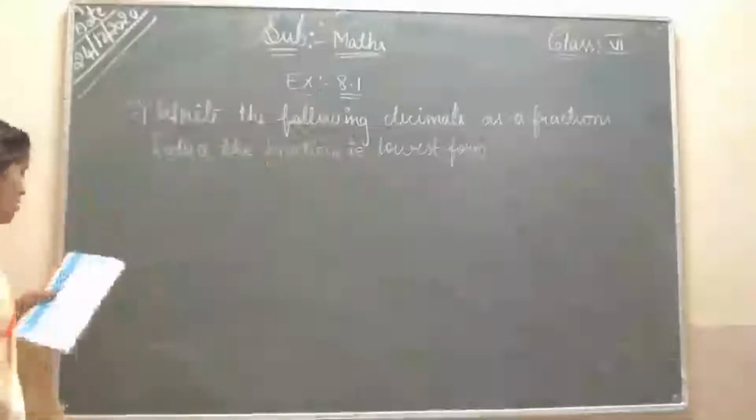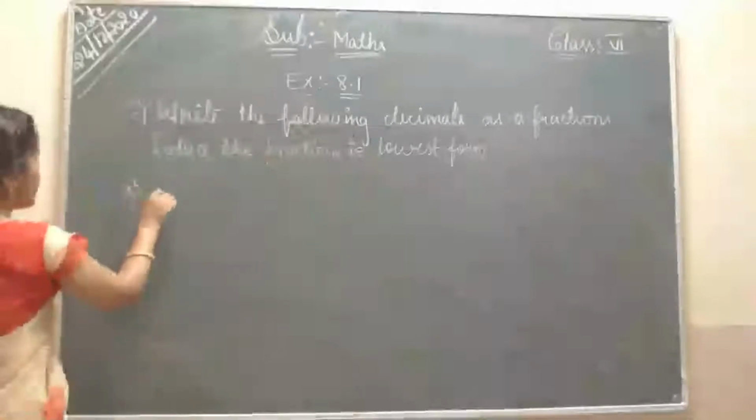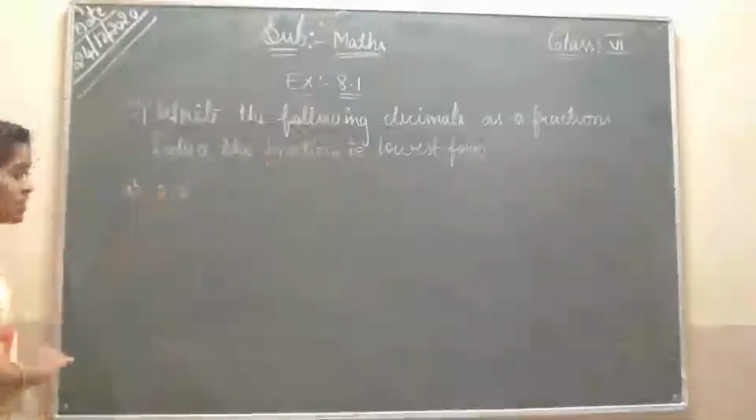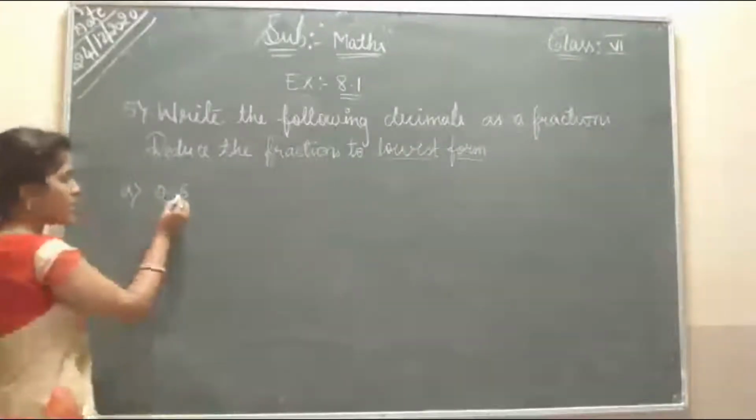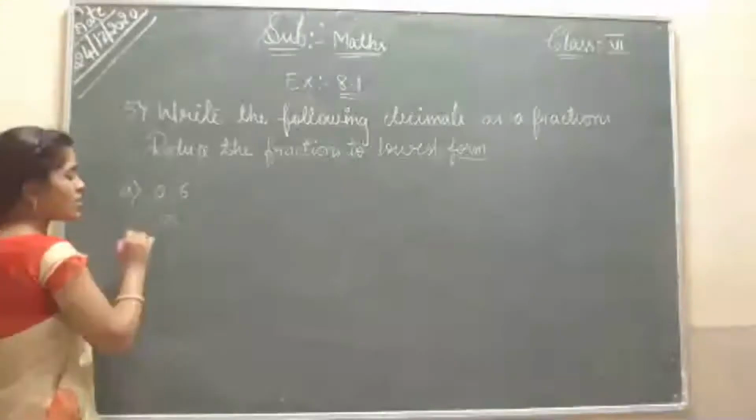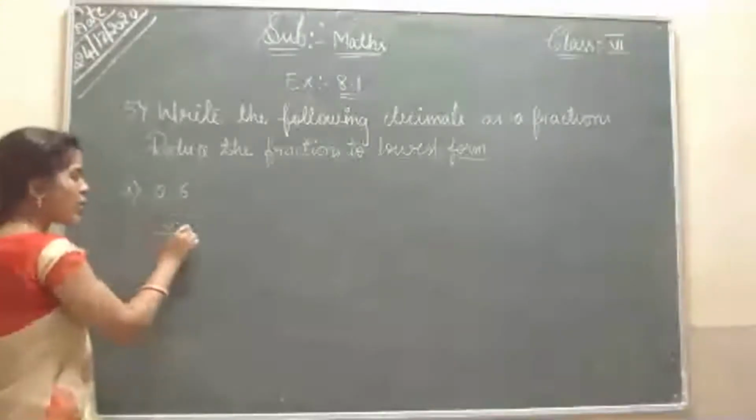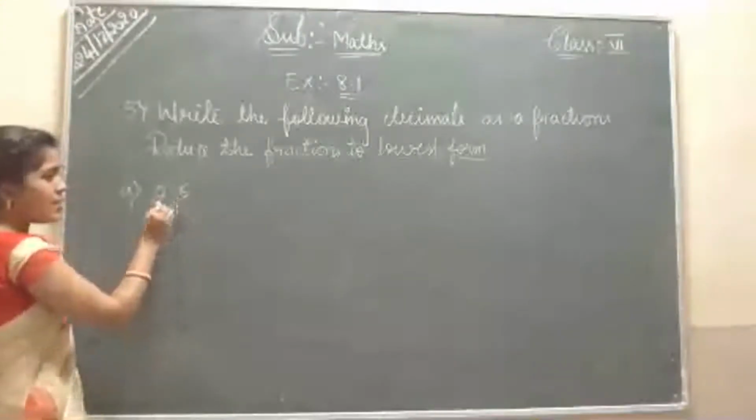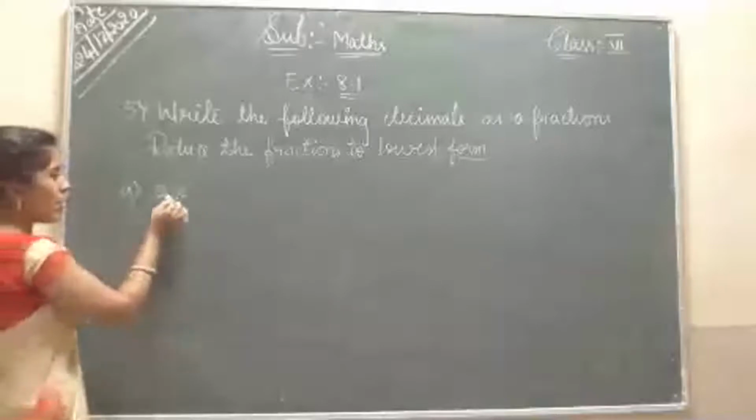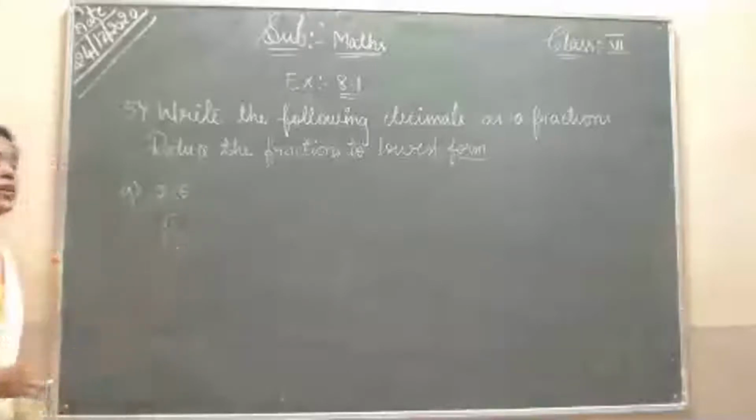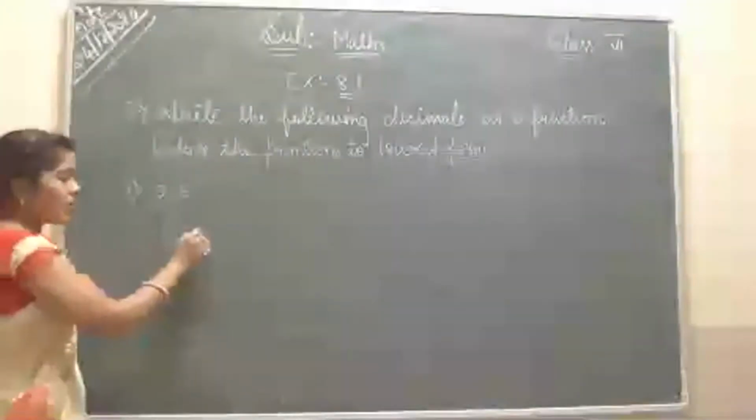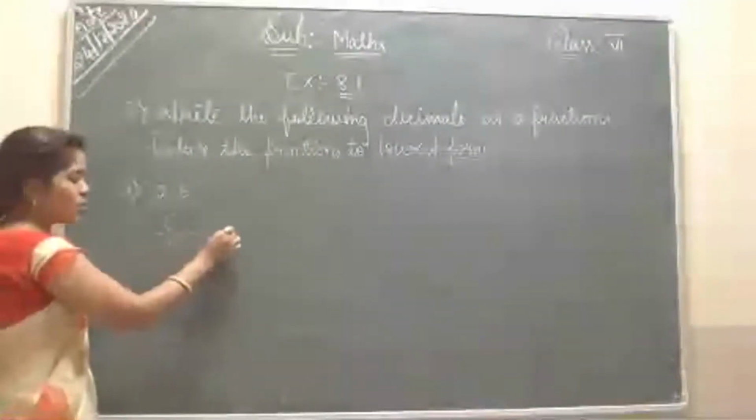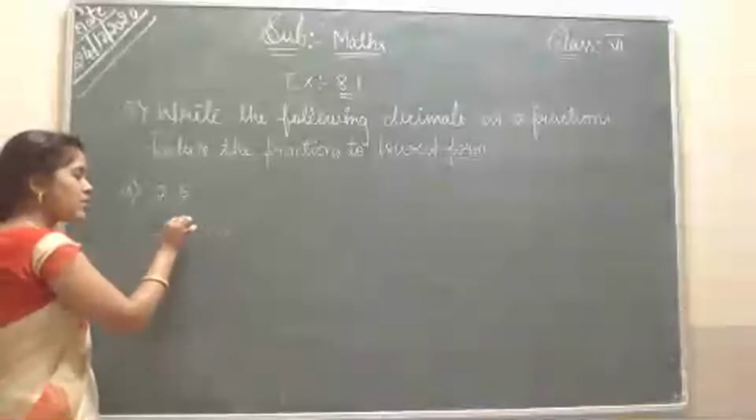So the first one is 0.6. We are removing this decimal. Here, what is that? But 6 only. After one number there is a decimal point, so take 10 in the denominator. For this, we would convert fraction to decimal 0.6, so this is the reverse.